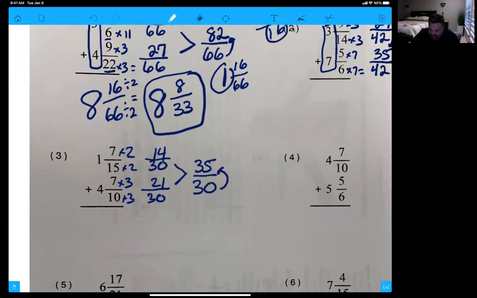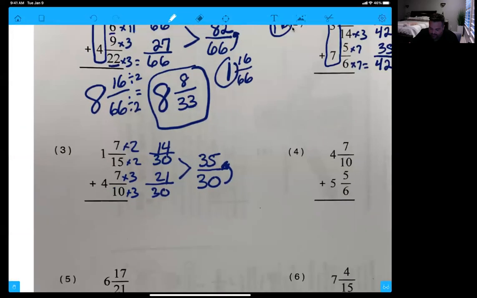This 30 goes into the 35 one whole time. Pen's not working. One whole time. 35 minus 30 is 5. There's 5 left over, and your denominator does not change. Now I have to add that to what is over here. 4 plus 1 is 5, plus this one is 6, and 5/30ths.